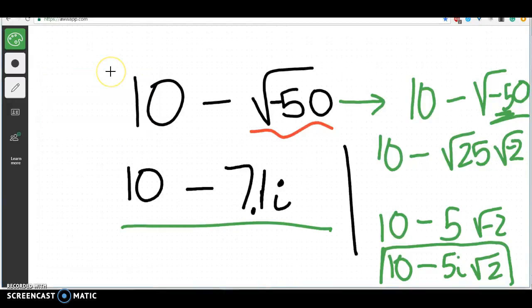So this is the one that I kind of want for the test, but they wrote this on the answer key. So if you get a multiple choice answer, you just sit there and you say, okay, 5 times radical 2, that gives me 7.1. So it's the exact same answer.